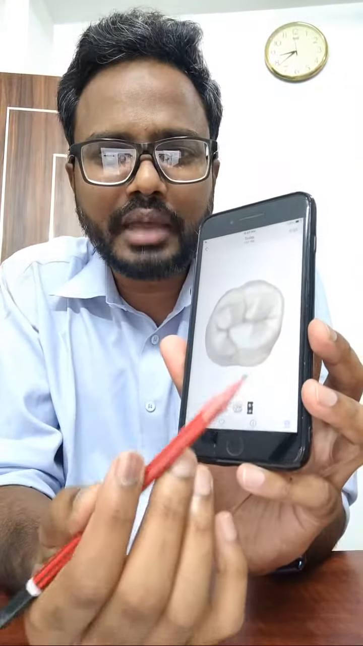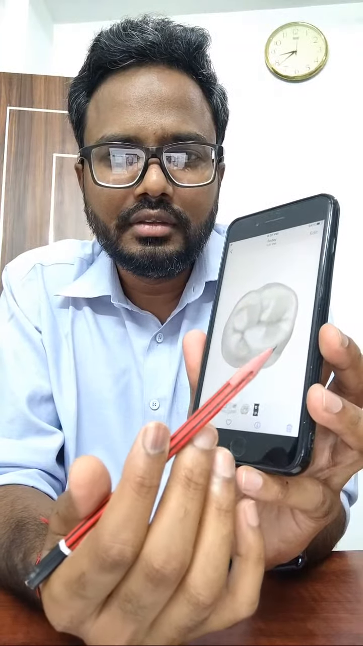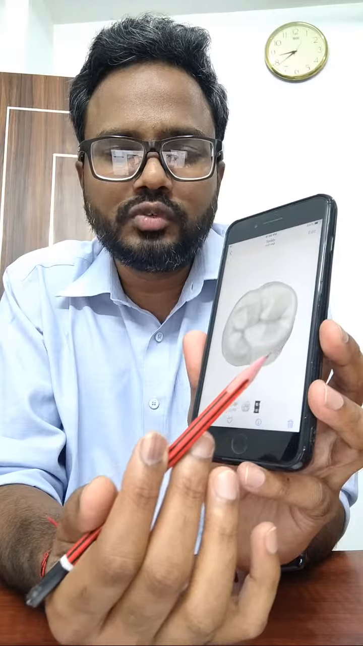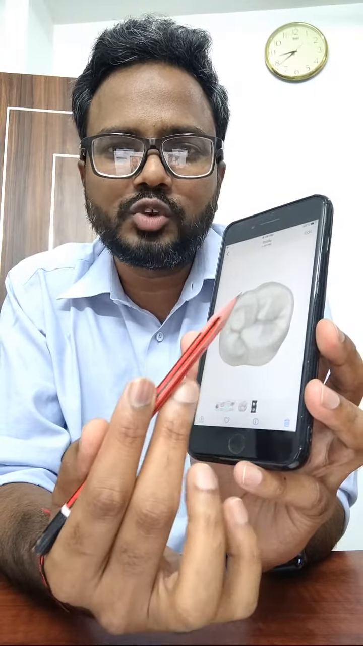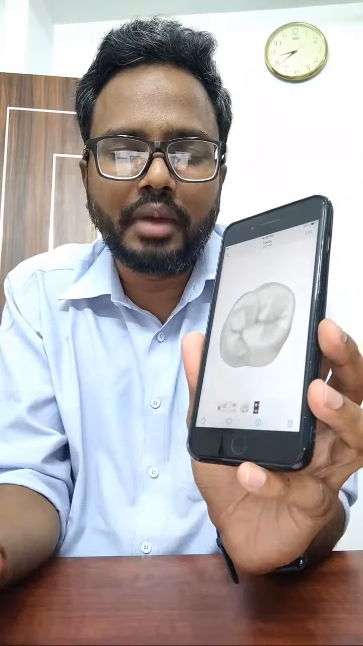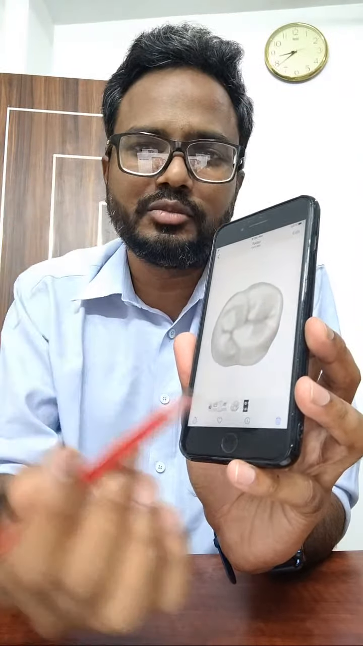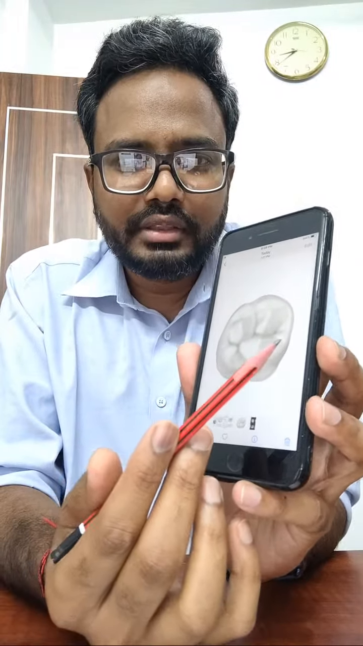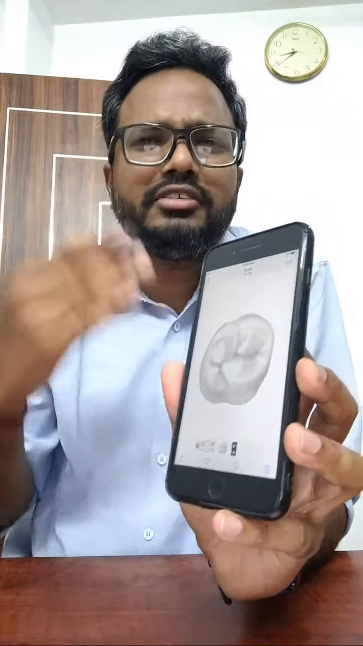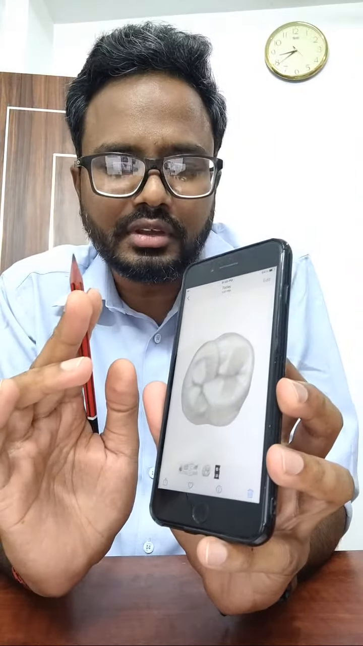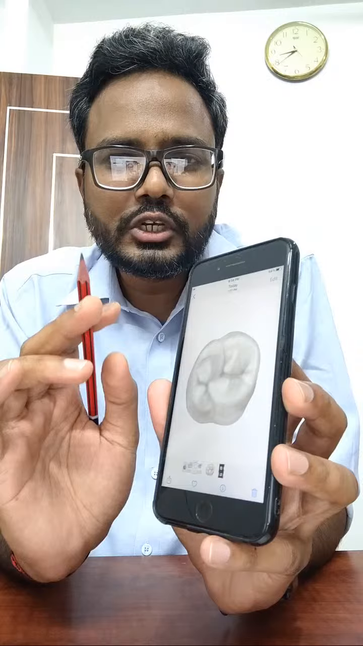So as you can see here, we have this primary cusp triangle, a kind of triangle with apex towards the mesiopalatal and base towards the buccal cusps. This primary cusp triangle is formed by these three primary cusps, that is mesiopalatal, mesiobuccal and distobuccal. And also, as they mention in the textbook and based on observation, you can see two major fossae and two minor fossae.